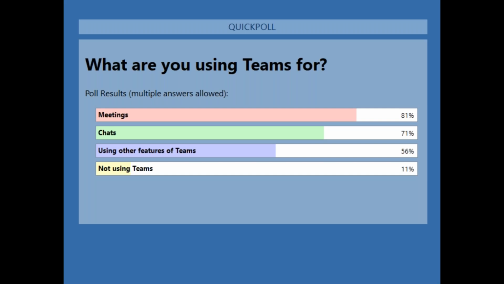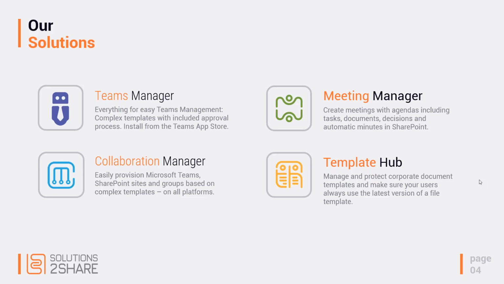So it looks like people are using Teams and chat, with very high numbers: 80, 70, 81% for meetings, 71% for chat, which is pretty much what I'd expect. And 56% are using other features of Teams. We'll come back to that a little bit later during the webinar and dig into it a bit deeper. But these numbers are pretty much what we'd expect to see.